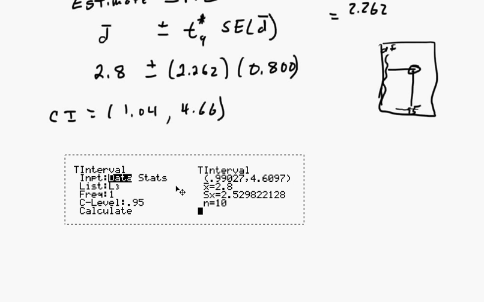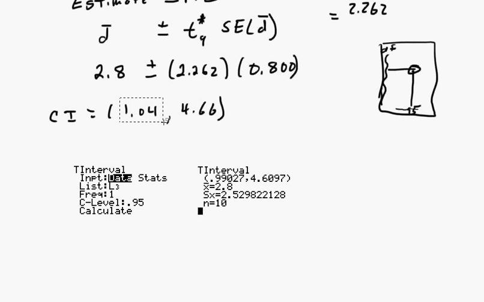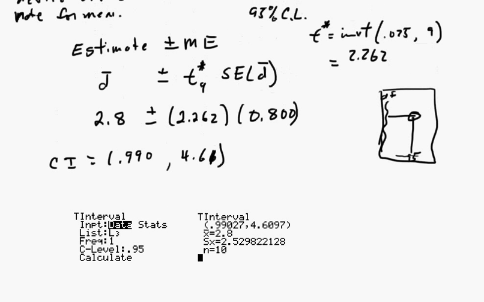Okay, so on the calculator command, I get something slightly different from when I did it by hand. So I'm going to go with the calculator commands. I got 0.990 to 4.60, so 4.66. I did it by hand the first time, so I'm a little bit off.